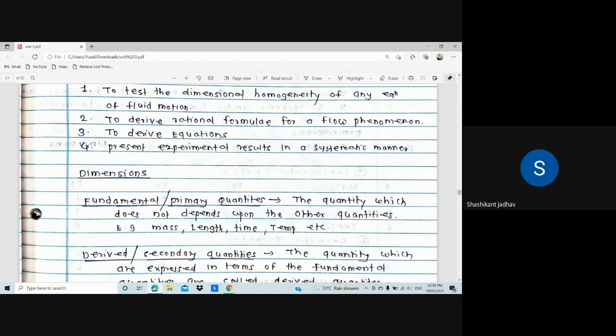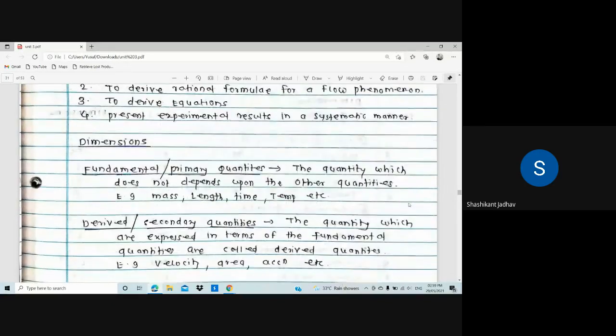Okay, then write down the new heading as dimensions. In that we have to discuss what the fundamental quantities are, what is meant by derived quantities, what is meant by dimension, what is meant by dimensional homogeneity, what the applications are, and what the dimensions of the different quantities are. Basically there are two types of quantities, fundamental quantities and derived quantities. So what is meant by fundamental quantity? The quantity which does not depend upon the other quantity.